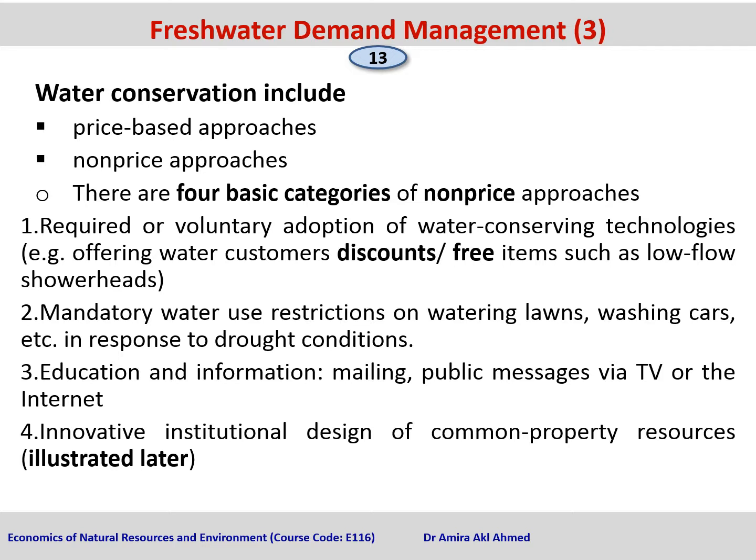Let's start with discussing non-price approaches, which can be classified into four basic categories. The first category is voluntary adoption of water conserving technologies. The second category is mandatory water use restrictions. The third one is education and information. Finally, the fourth category is innovative institutional design of common property resources. This last category will be discussed later during the current lecture.